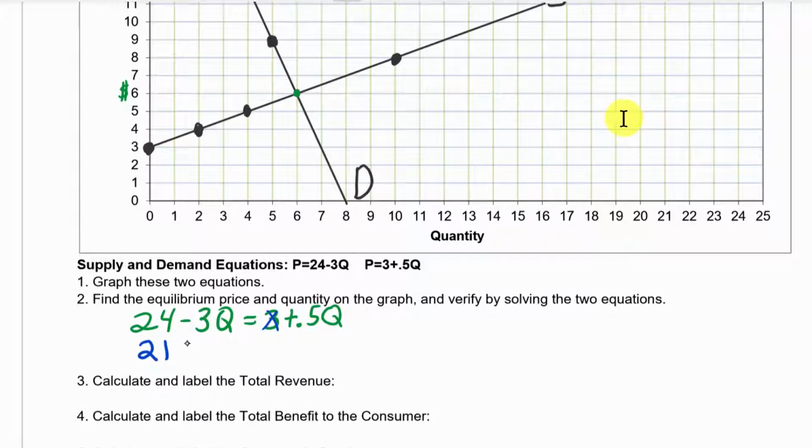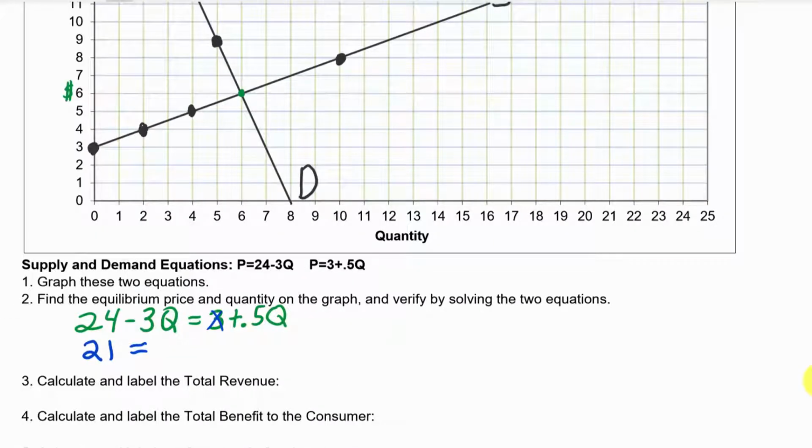And then we can add 3Q to both sides. So if we add the 3Q on the left side to cancel it to the 0.5Q on the right, we're going to get 3.5Q. So 21 equals 3.5Q. Divide both sides by 3.5. And 21 divided by 3.5 equals 6.